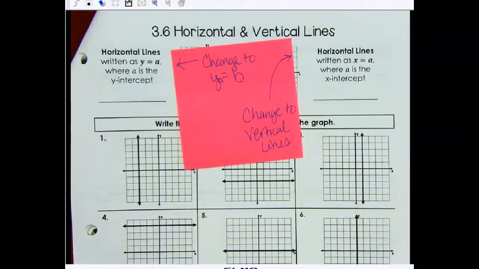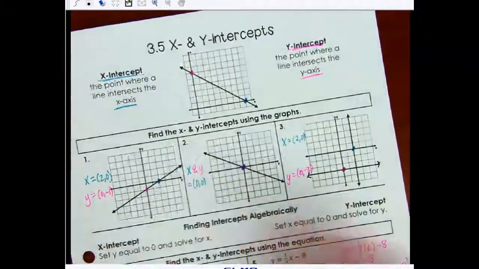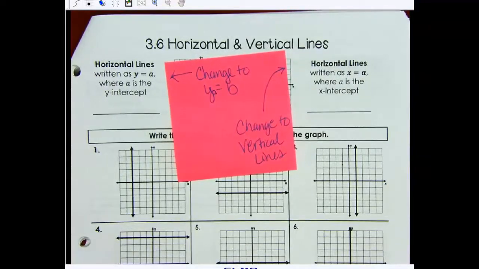How exciting is that? This is the 3.6 horizontal and vertical lines notes page. So this kind of goes with 3.5, which was over horizontal and vertical lines, like the slope and the equations and the x and y intercepts. So this is going to feel similar to that, but we do have a couple of changes that we have to make.